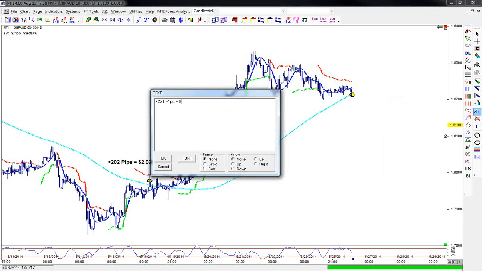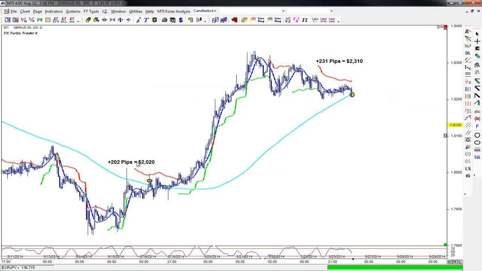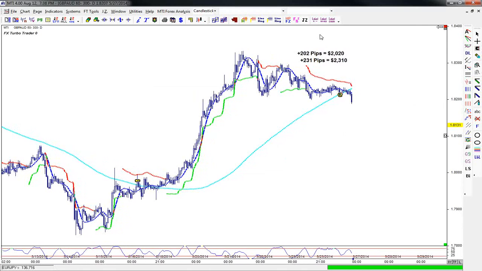That's 2,310 US dollars. So once again, 2 trades, not bad. We're up over $4,000. Well, what are we going to do now? We are simply waiting for our next opportunity. So I'm going to advance the market forward, and let's see what we're going to do next.